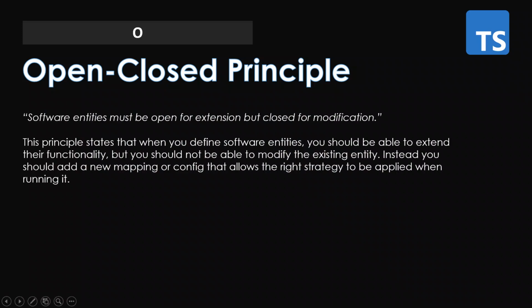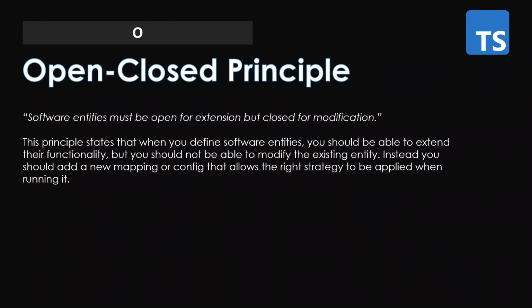Software entities must be open for extension but closed for modification. You can extend an entity but cannot modify it. Let's say there is a user entity. You have name, email and password. So you can extend by adding products, or you can add any other entry in that, like followers and all.